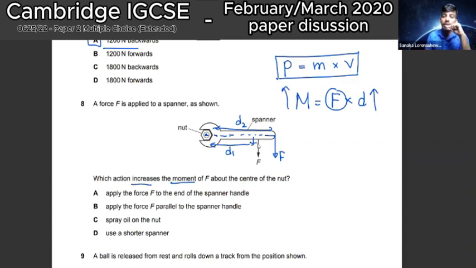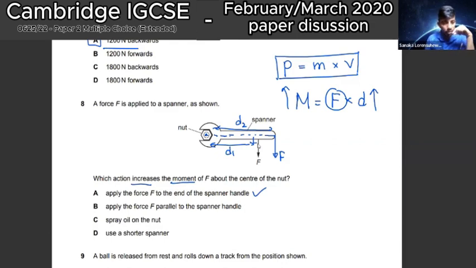If we decrease the distance, moment decreases. If we increase the distance, moment increases. Okay, right. Force at the end of the spinner handle. Which action increases the moment? Yes, this one is correct. End of the spinner. Right.